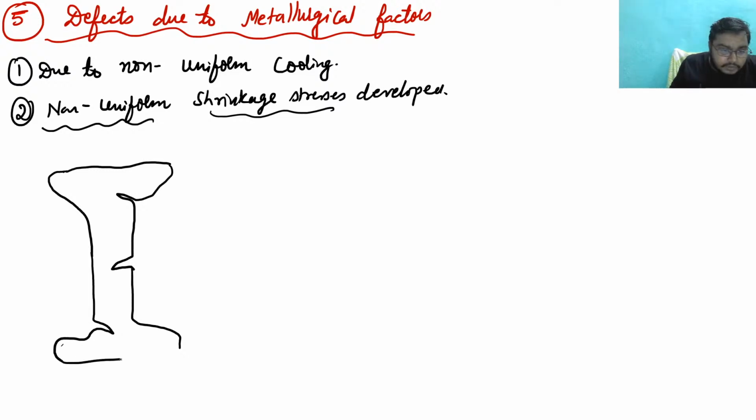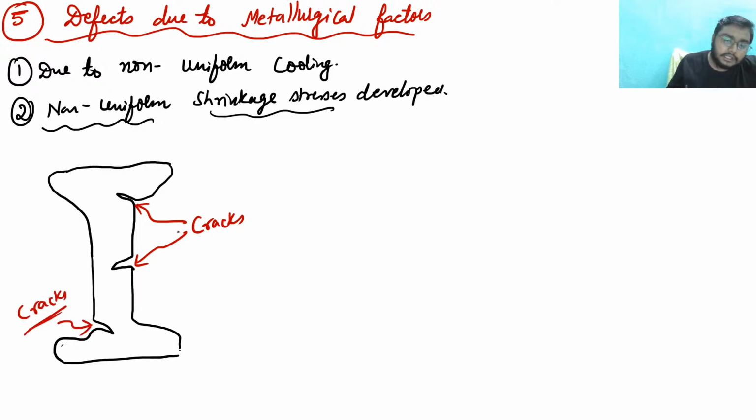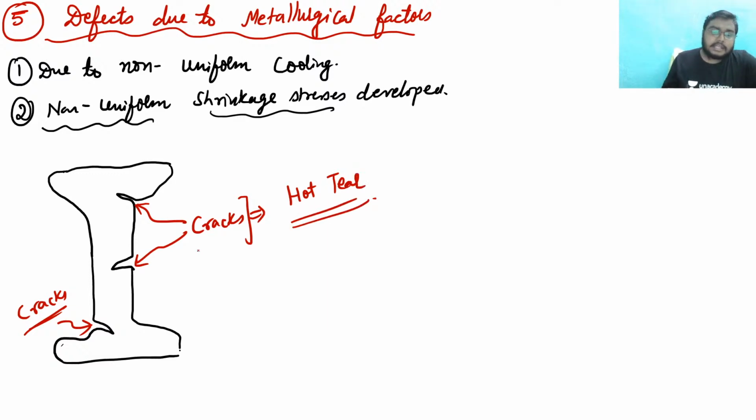So what happens actually, when you are making an I-section, you get tears like this, and these are known as cracks. Let me tell you, the name of these kinds of cracks is hot tear. These hot tears are formed on the surface, mostly on the edges.